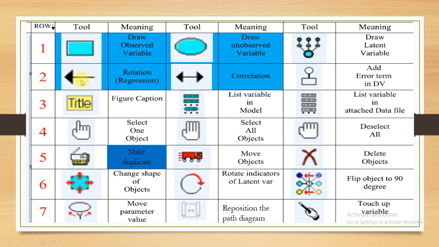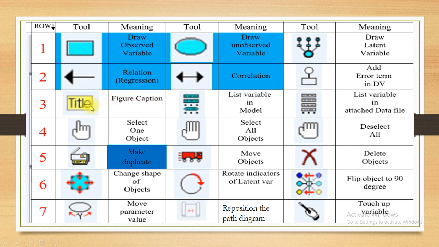Then we have the single arrow sign. That's the sign used to show the causal relationship between variables. So it's used for showing regression. Then we have the double arrow or double-headed arrow sign. That one is used to show the correlation or the covariance between variables. Then we have the error term. This one is used to add to the dependent variable.